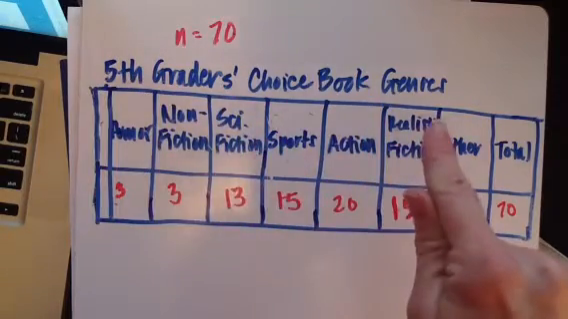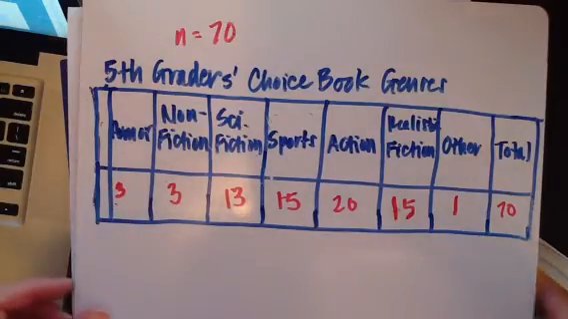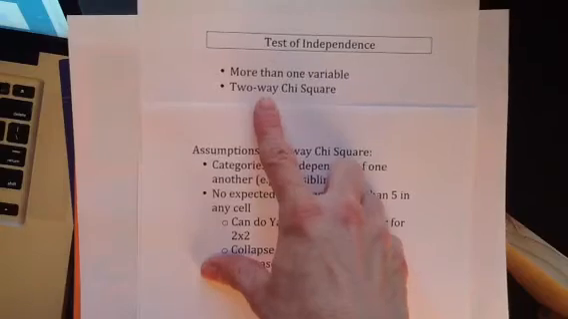One will be the genre of their book selection, and the second will be gender, and we'll put males and females in two different rows here. So that's known as a two-way chi-square.